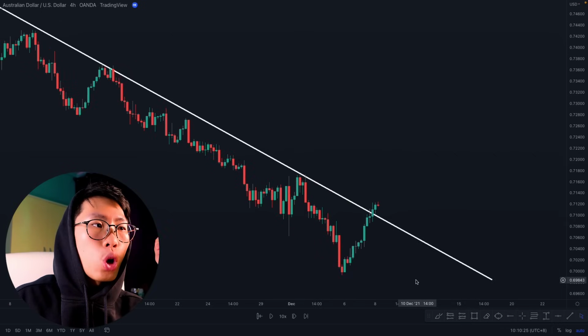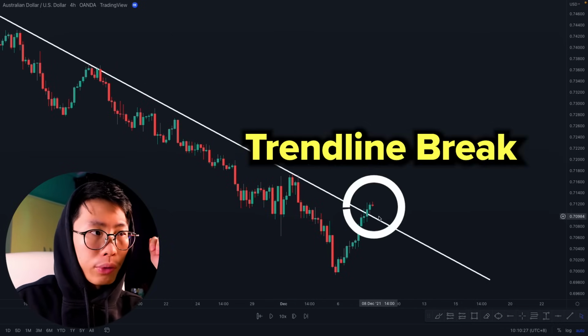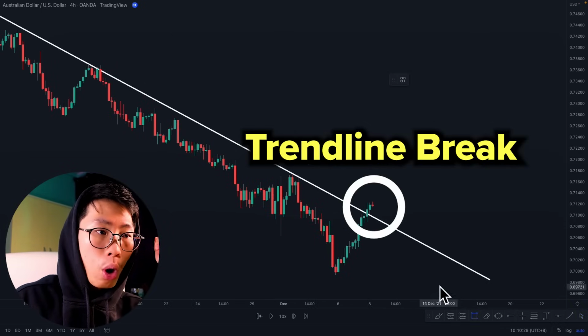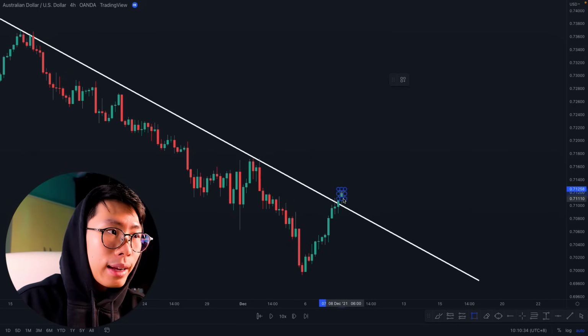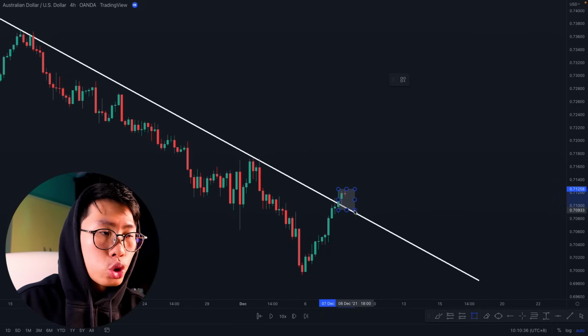Let me just zoom in. So this is the candlestick that broke out of the trend line. So what we're going to do is to take out your box tool. Once again, take out your rectangle tool, and I want you to literally highlight this candlestick right here, and then just draw a box around here.